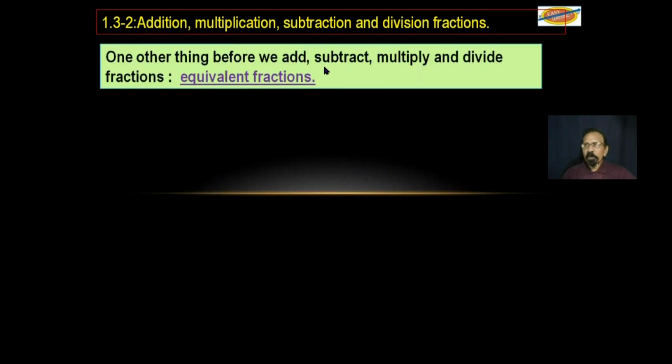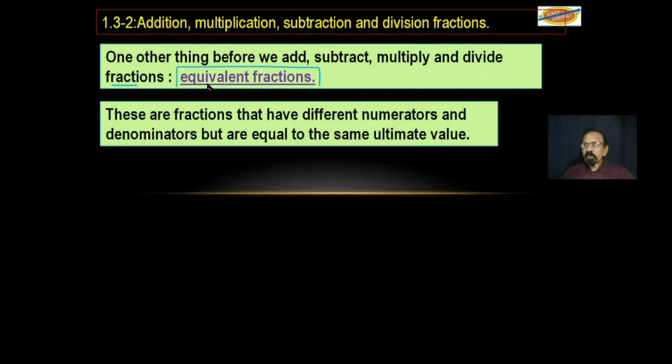One other thing before we add, subtract, multiply, and divide fractions: something called equivalent fractions. Now, this is not as difficult as it sounds. These are fractions that have different numerators and denominators, but are equal to the same ultimate value. For example, consider this fraction here. We know of another fraction that is equivalent to that, which is 2 over 4. 2 over 4 is the same as half.